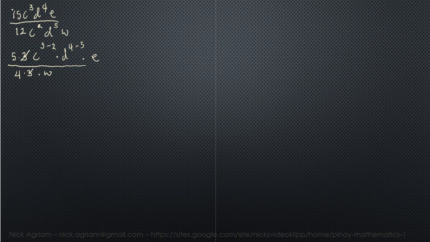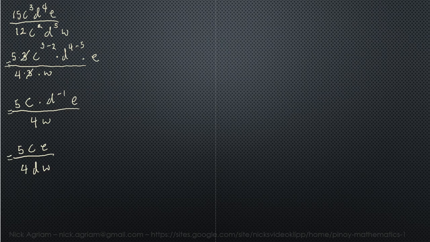And then the 3 will be cancelled. So we have 5c, and then we have d raised to negative 1, e divided by 4w. Then we have 5ce divided by 4dw. The d will go down because of the negative exponent. Let's see if we get the same. 5ce divided by 4dw.